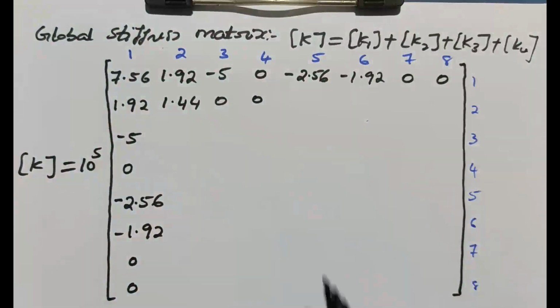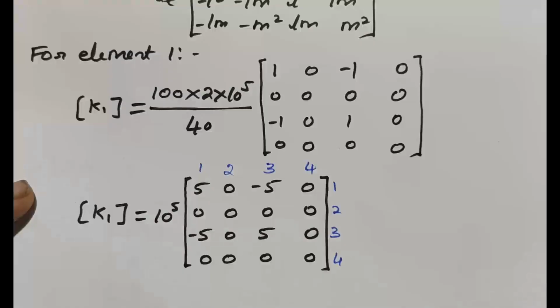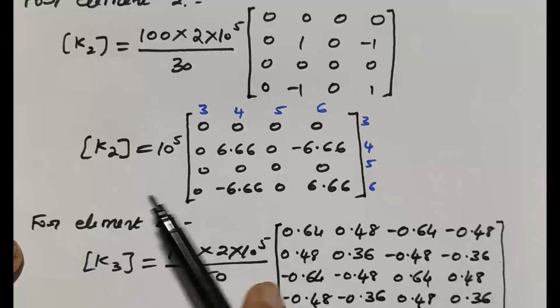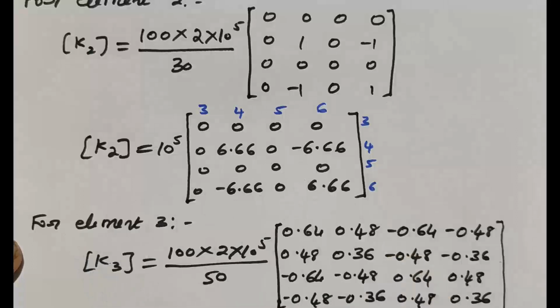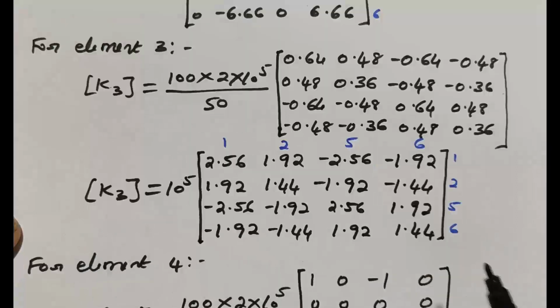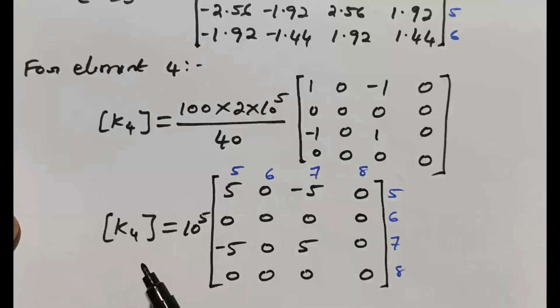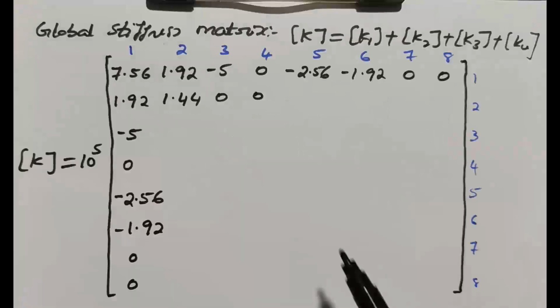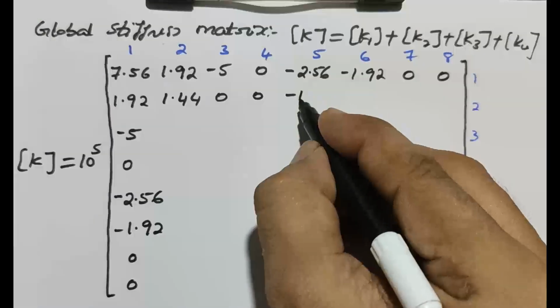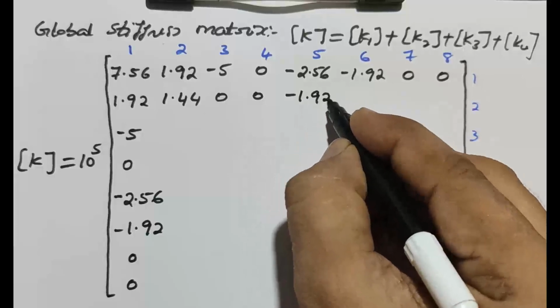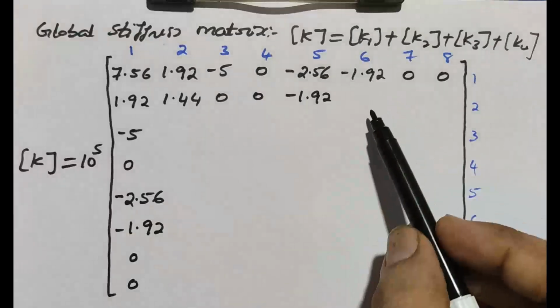Next we need element corresponding to 5 and 2. See in K1 we don't have any element corresponding to 5 and 2. Again in K2 we don't have any element corresponding to 5 and 2. But in K3 we have element corresponding to 5 and 2, that is minus 1.92. In K4 also we don't have any element corresponding to 5 and 2. Therefore element corresponding to 5 and 2 is minus 1.92.